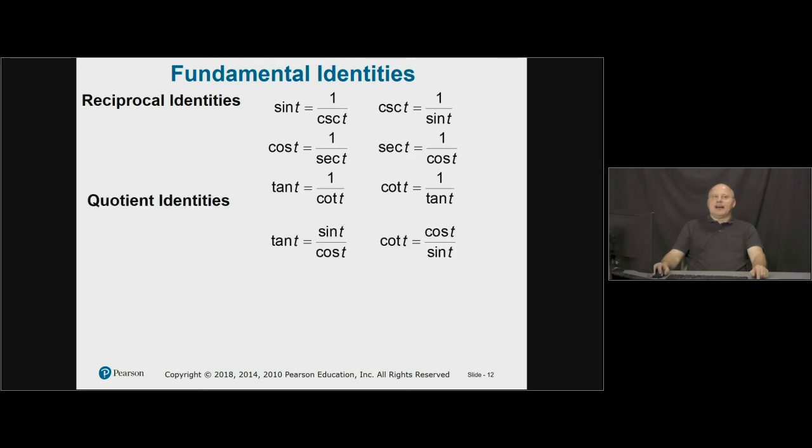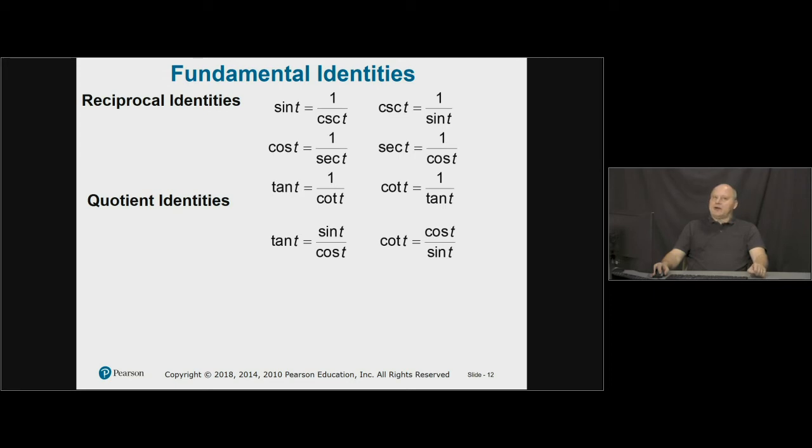The quotient identities: the tangent of t is sine over cosine. And you're like, well, we didn't talk about that one. Well, I kind of did, because if you remember, the tangent was the y coordinate over the x coordinate, correct? But which trig function was the y coordinate? Sine. Which was the x coordinate? That was the cosine. So tangent of t is the y coordinate over the x coordinate, and y is sine, and x is cosine. So therefore, tangent of t is the sine over the cosine.